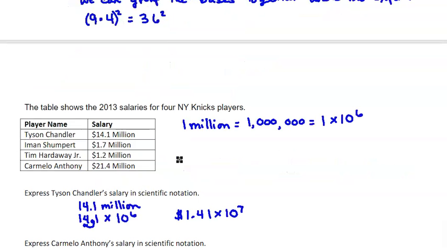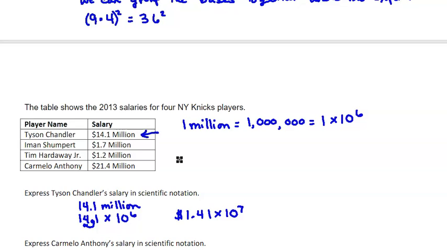Right, so this table shows the salaries for some players for the New York Knicks in 2013. So the first question asked me about Tyson Chandler's salaries. That's right here. If you notice, they wrote it a little bit weird as $14.1 million. Now, 1 million is the same thing as a 1 with 6 zeros, or 1 times 10 to the 6th. So 14.1 million is the same thing as 14.1 times 10 to the 6th.